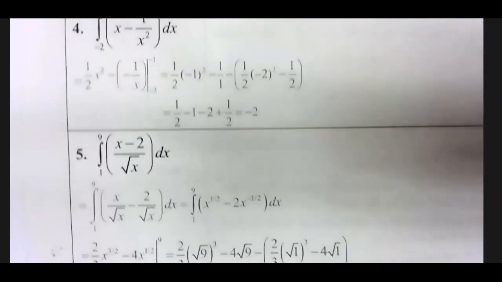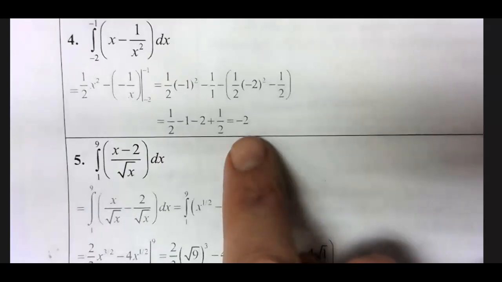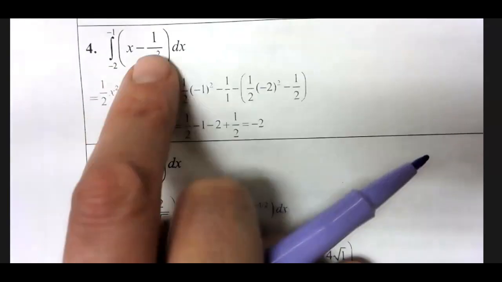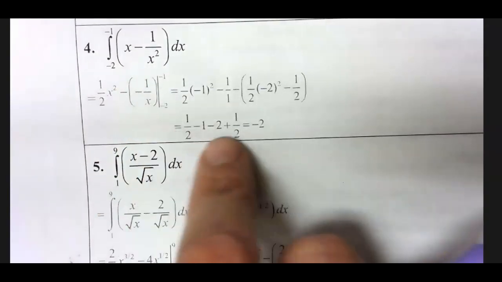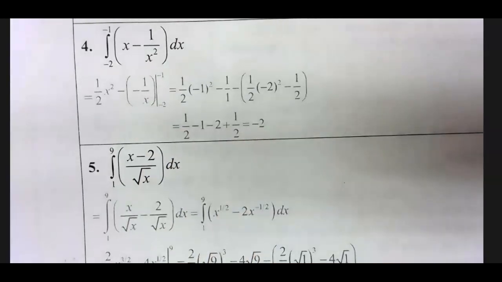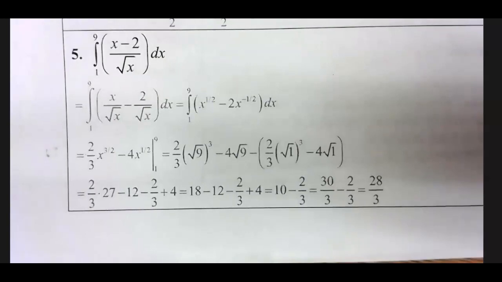Okay, 4 and 5. Not all of 5, but. So 4, your final answer was -2, because once again, took your antiderivatives using your power rules, plugged in your upper and lower, subtracted, and simplified. Okay, there's 5.